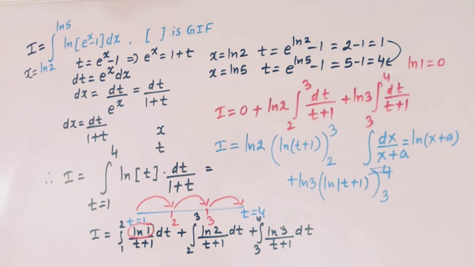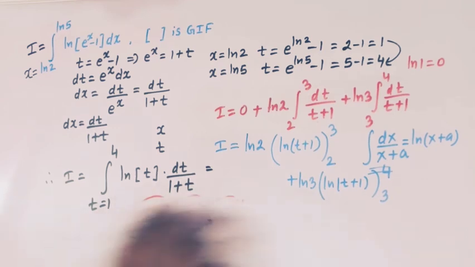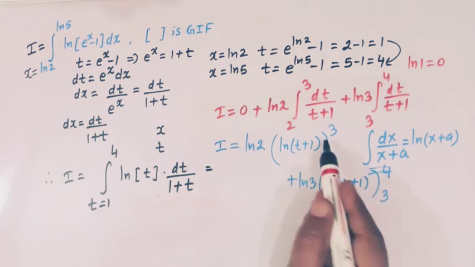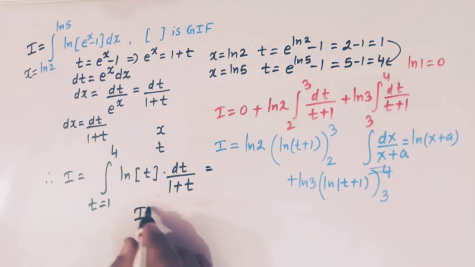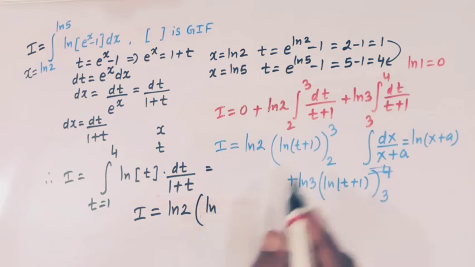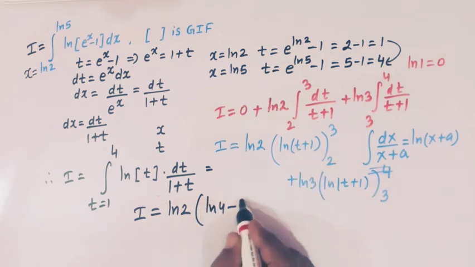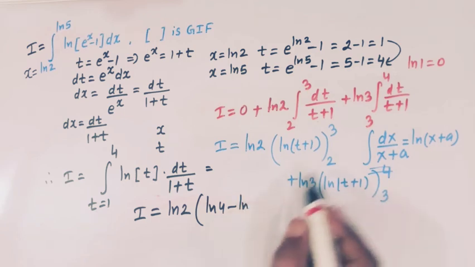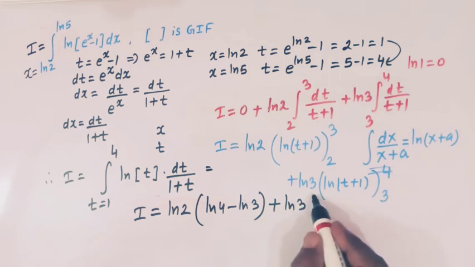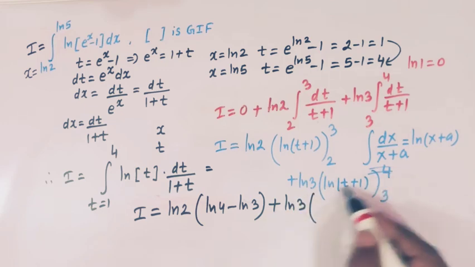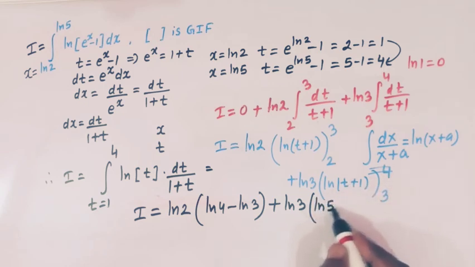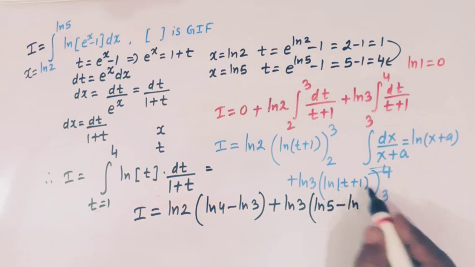Okay, so now we can substitute the value of the limits here, and we'll take the difference. So I is equal to log of 2 times log of 3 plus 1, that is 4, minus log of 2 plus 1, that is 3, and here we have log of 3 times, putting 4 here, 4 plus 1 is 5, so log of 5 minus log of 3 plus 1, that is 4, right?